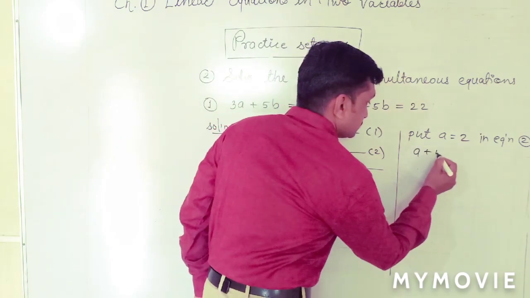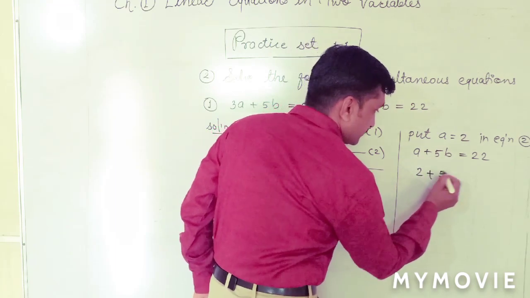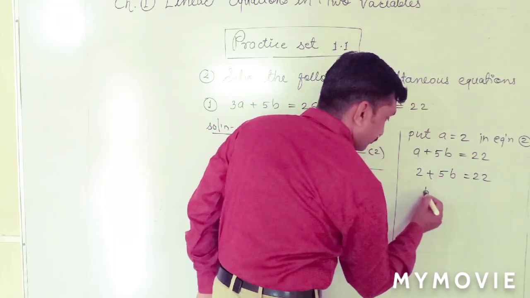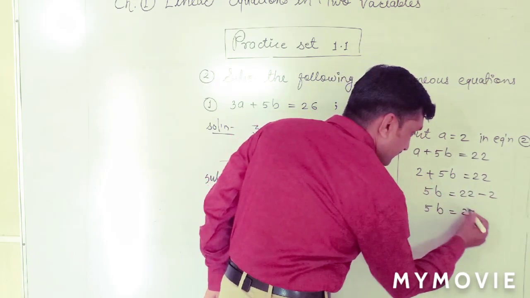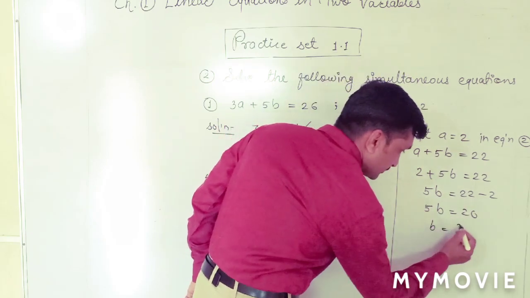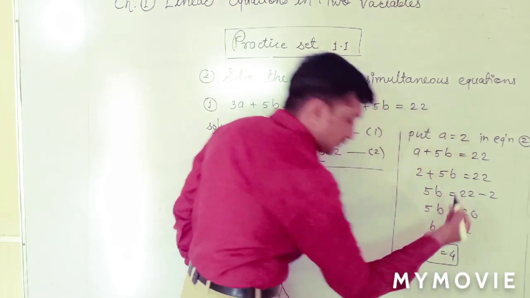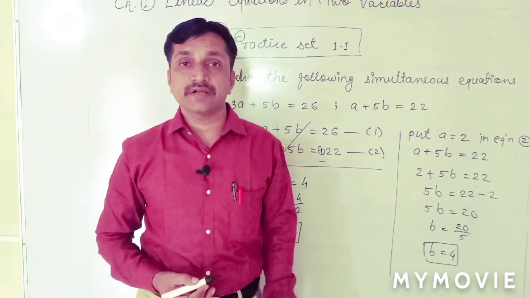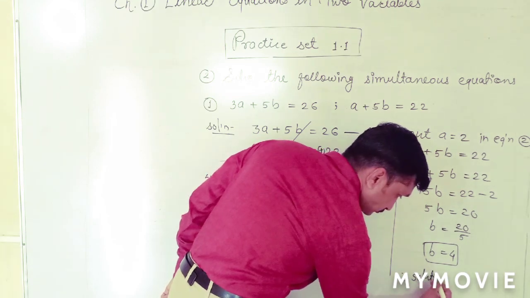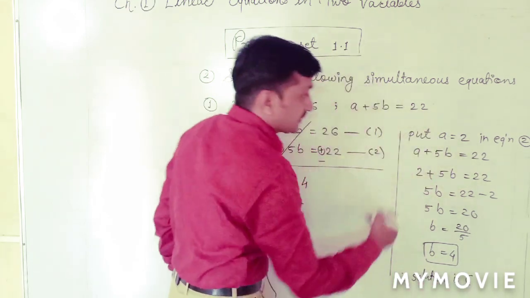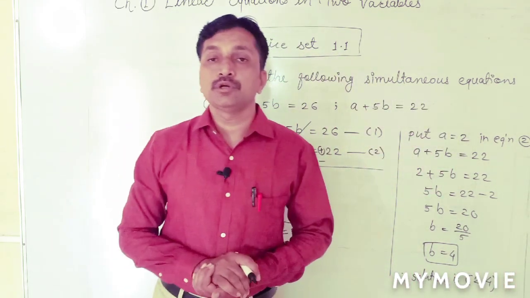a plus 5b is equal to 22. Now I place this value here. 2 plus 5b is equal to 22. 5b is equal to 22 minus 2. 5b is equal to 20. Transfer 5 to right side. b is equal to 20 upon 5. b is equal to 4. 5 4s are 20. Here we got second variable b. Therefore, solution is now, in bracket, first write a value 2, 4. That is the solution of this example.